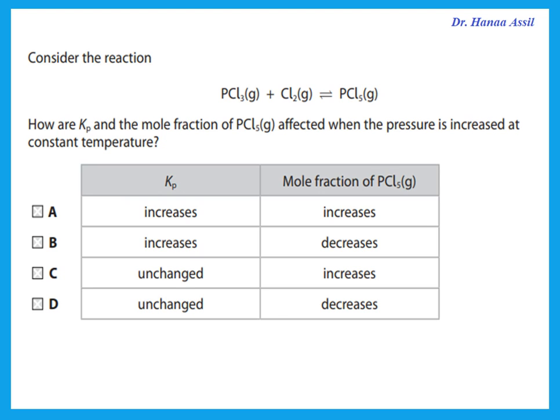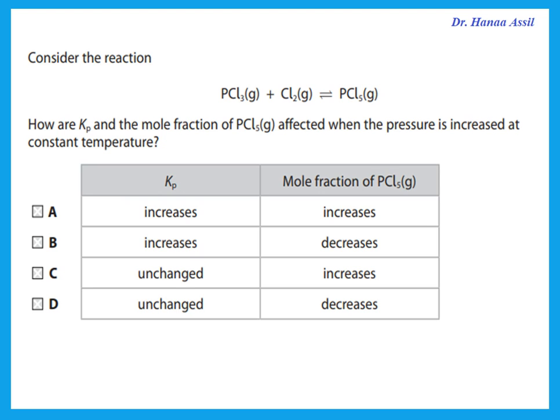Consider the reaction. How are Kp and the mole fraction of PCl5 affected when the pressure is increased? First of all, we said if we increase pressure, what effect does that have on the value for Kp? Nothing. It will not affect it, so the Kp should remain unchanged. What about the mole fraction of PCl5?